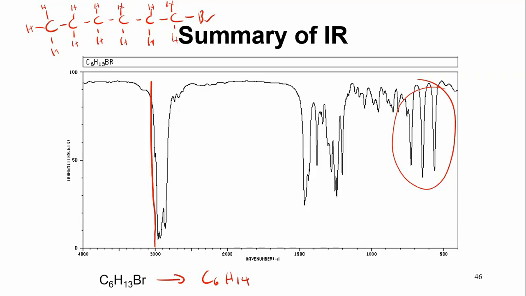NMR will. So here, if one of you says, well, I'm going to make it carbon 1, or I'm going to make it carbon 2, or carbon 3, I give you all full credit, because you don't have enough information to decide. Once we have NMR, you will have enough information.